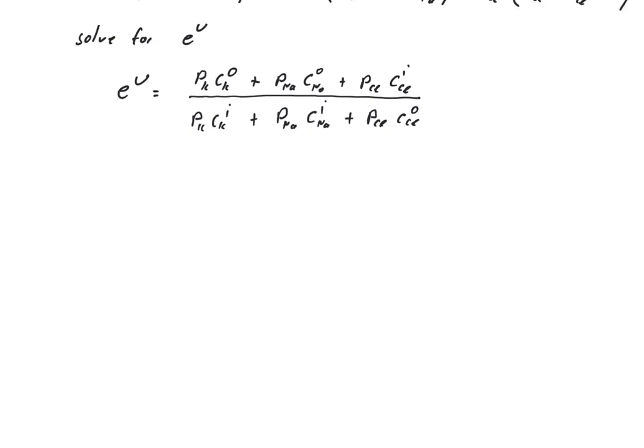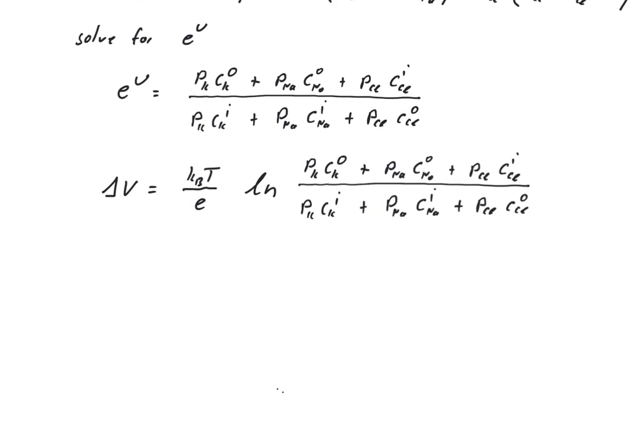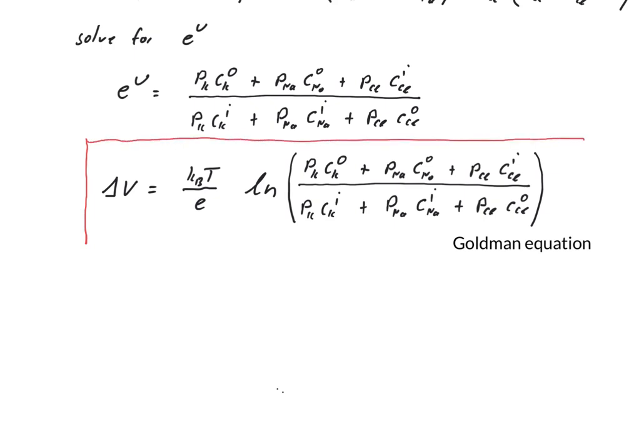and transferring back to the real membrane potential delta V, we find that delta V is equal to k_B T divided by e times the log of the ratio: P of the potassium ions times the concentration of potassium ions outside plus P of the sodium ions times the concentration of the sodium ions outside plus P of the chlorine ions times the concentration of the chlorine ions inside, divided by the reverse concentrations of the different ions. This is called the Goldman equation.